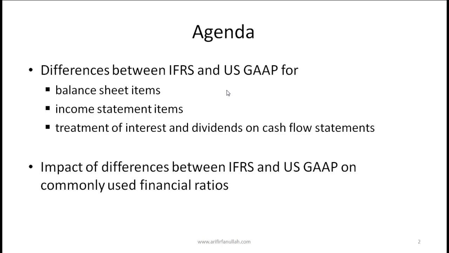Now, the agenda. Essentially this agenda follows the learning objective statements for this reading. We'll first talk about the differences between IFRS and US GAAP for balance sheet items, then for income statement items, and finally for cash flow statement items. And then after covering these three areas, we will also look at the impact of the differences between IFRS and US GAAP on commonly used financial ratios.